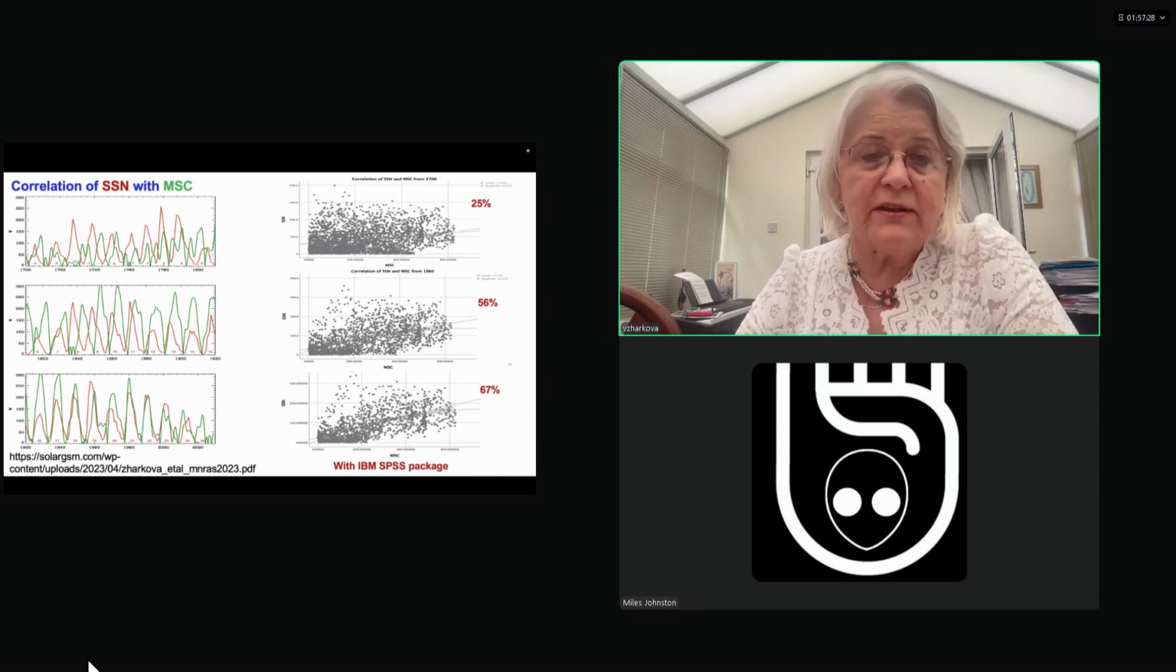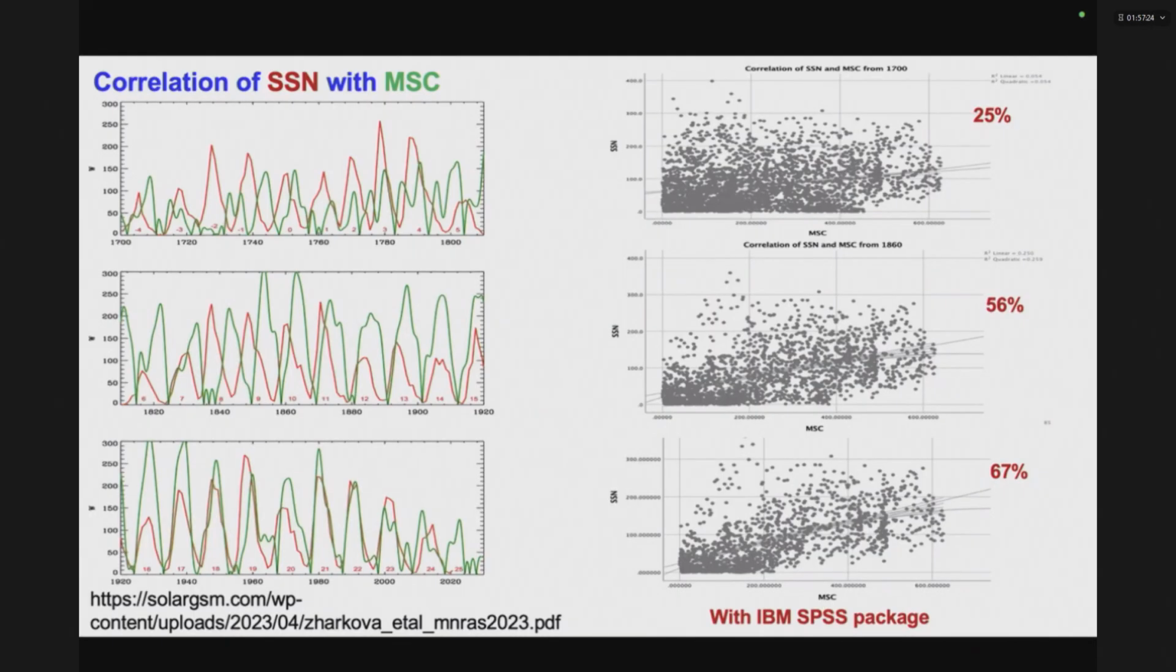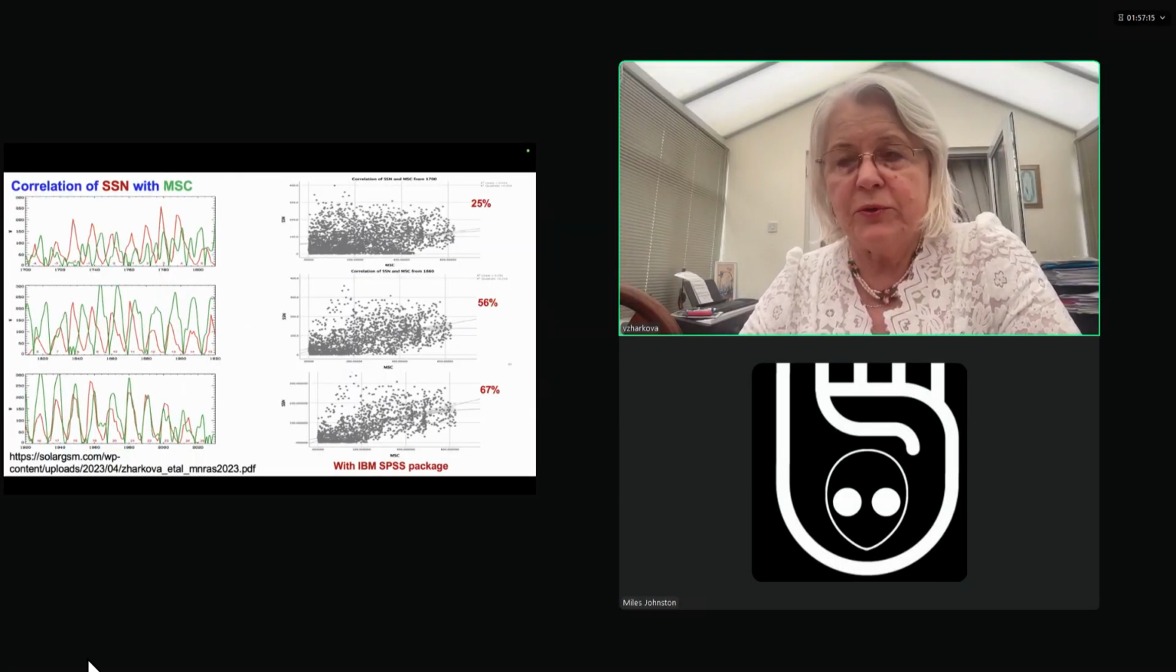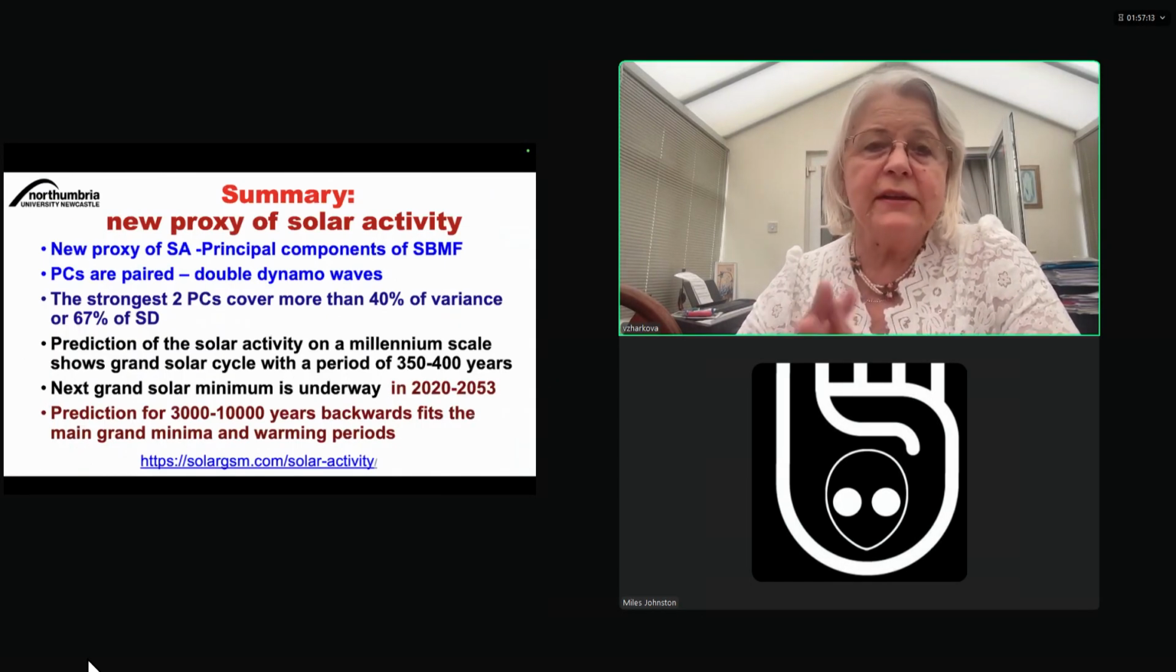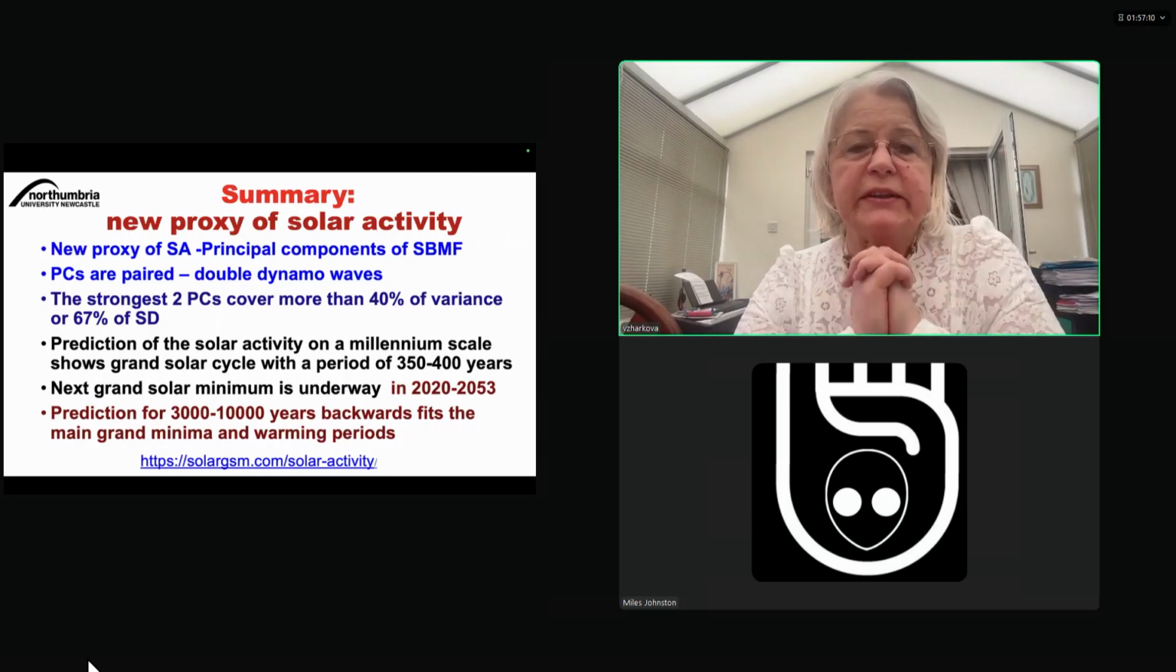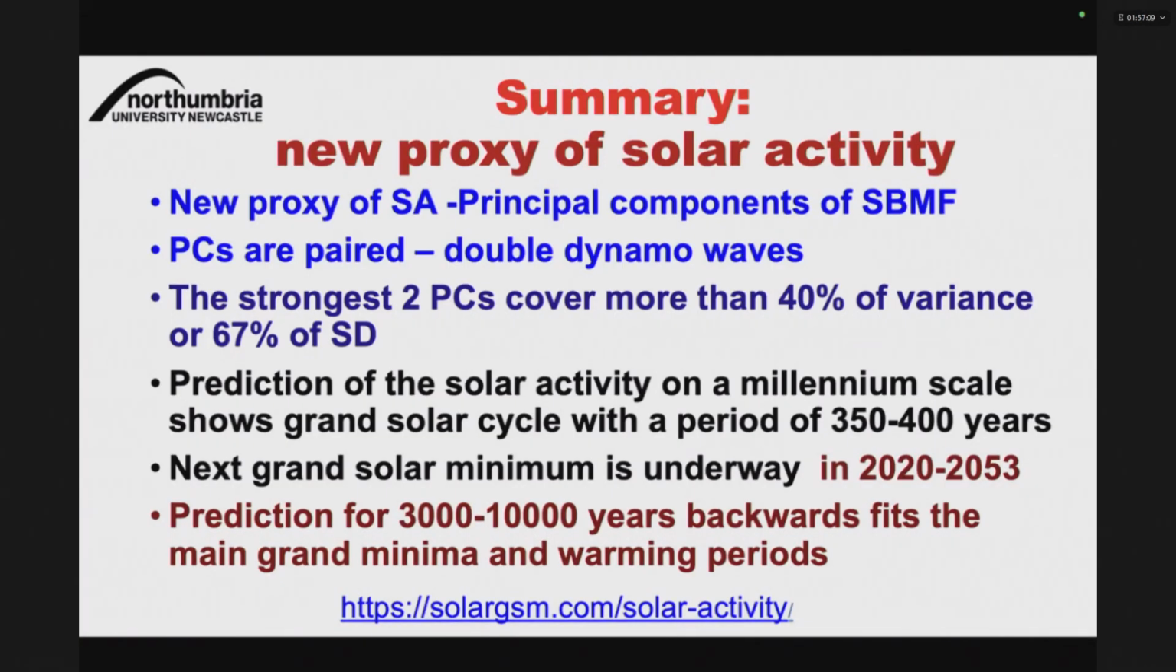The advantage is that it has a formula which defines activity. So you're not relying on whatever data or whatever observation or whatever accuracy. You have the formula, you can use it and compare with what people have. So basically, what we got is a new proxy of solar activity defined with principal component analysis. And the strongest two principal components cover about 40% of the variance of the data, or 60% by standard deviation.